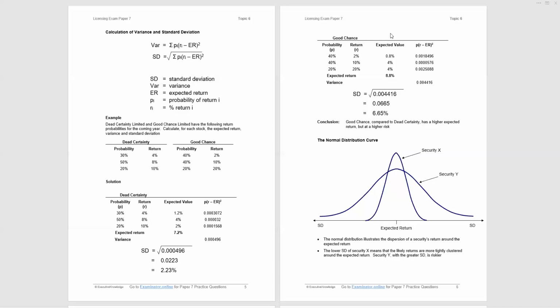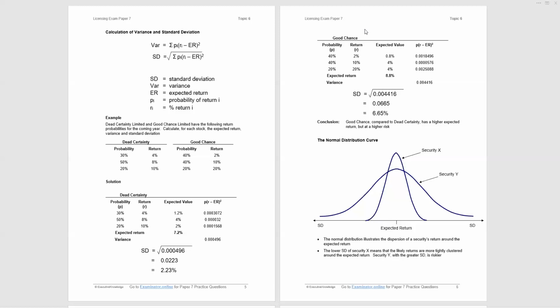It's a lower standard deviation of 2.23%, whereas Good Chance has a higher standard deviation, a higher risk measurement of 6.65%. So even though you're predicting a higher expected return of 8.8%, that can vary by much more than Dead Certainty. So the conclusion: Good Chance compared to Dead Certainty has a higher expected return, but a higher risk, and that is very common.